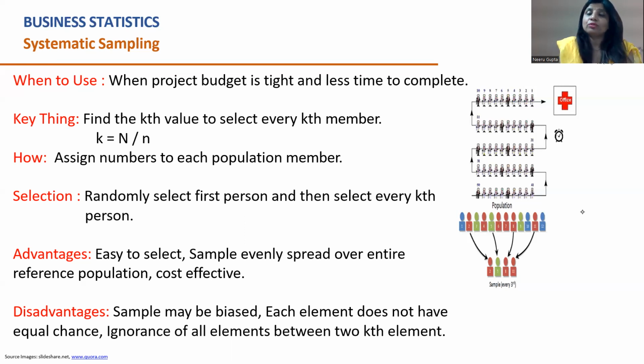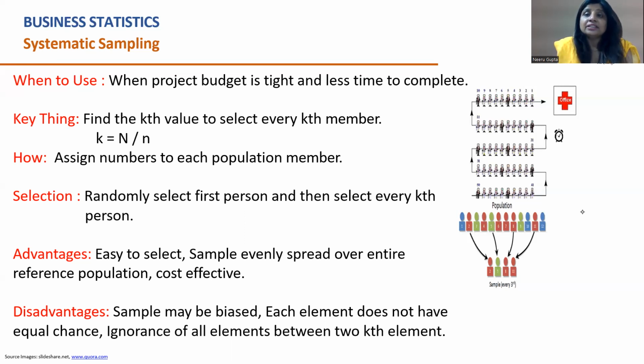10, 10, 10 if I have to take the sample size 5. That depends upon how I will collect the kth number. I assign numbers to each population member, and then I make the system of that sample: randomly select the first person and then select every kth person.